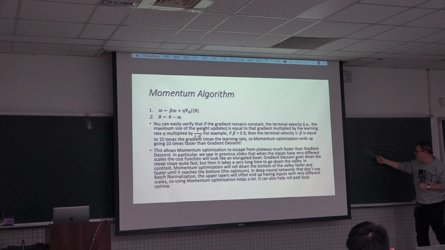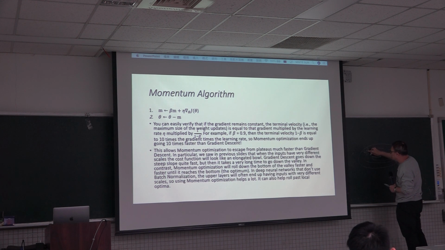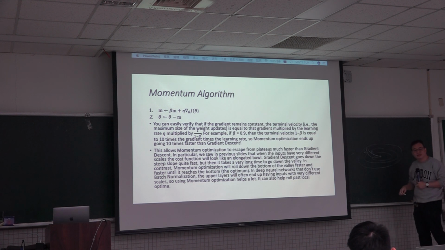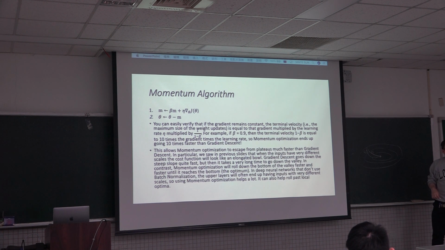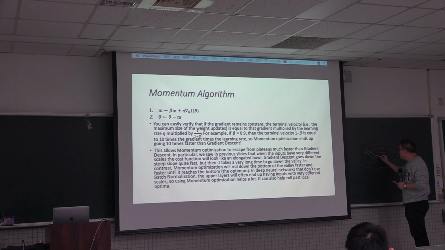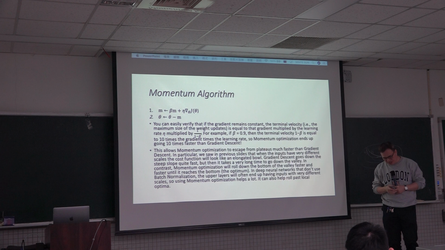This one is longer than this one, right? In terms of the path. If I draw it a little more dramatically, it's probably easier to tell. This one is much longer than this one, right? So momentum optimization also has this advantage over gradient descent.